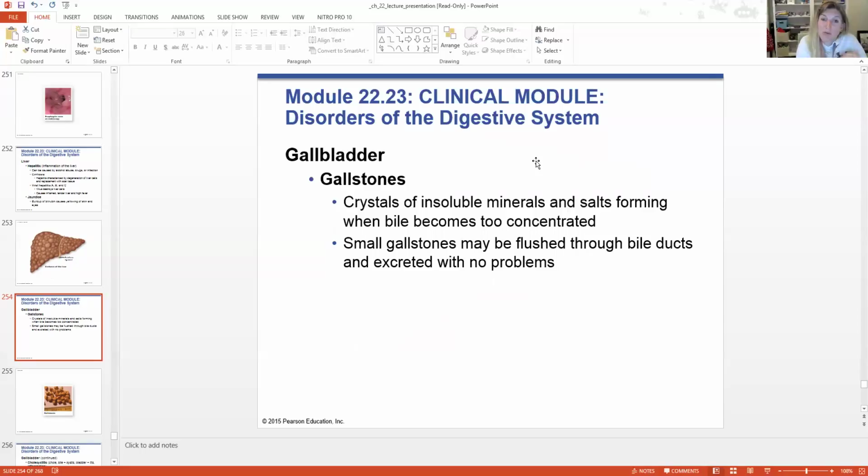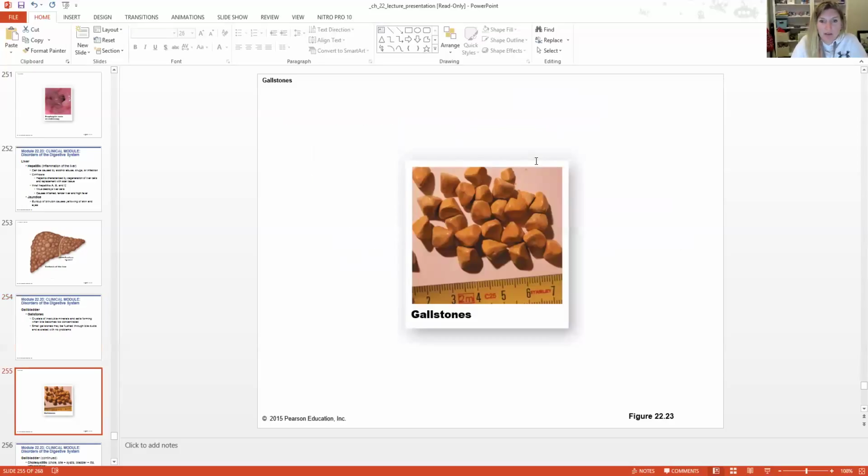They're almost like little marbles or rocks. And these small stones get pushed out eventually through the bile ducts and can be very, very painful. Some of them, if they're small enough, you would never even know that they're being secreted, but the large ones get stuck and can be very painful. There's some examples of gallstones. Again, they look like little rocks.